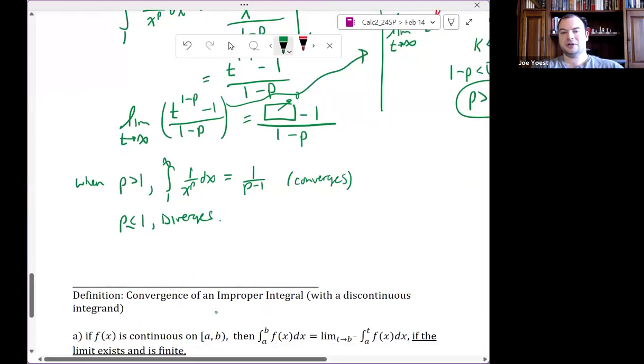So p less than or equal to 1 diverges, but p bigger than 1 is where we converge, and we get what we converge to kind of for free as part of the calculation. Any questions so far?